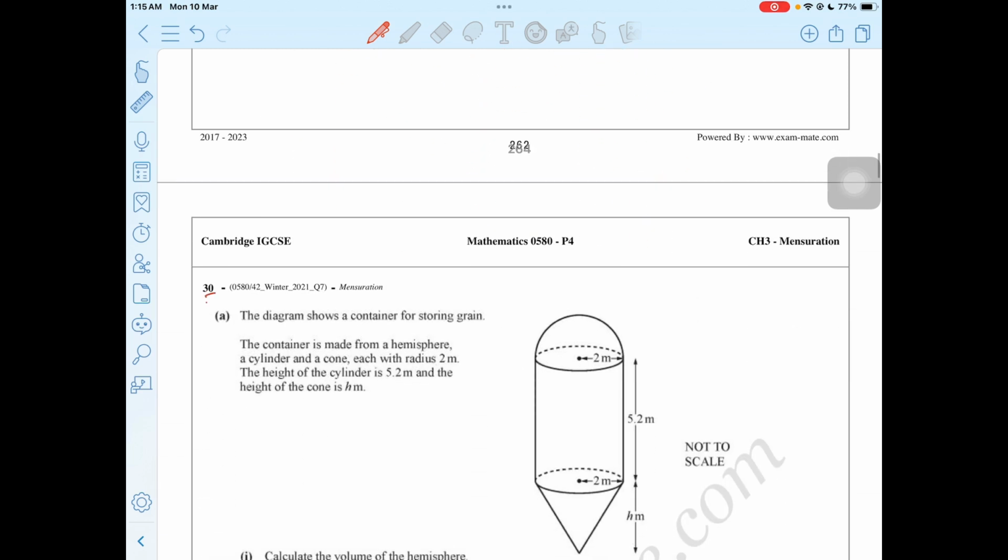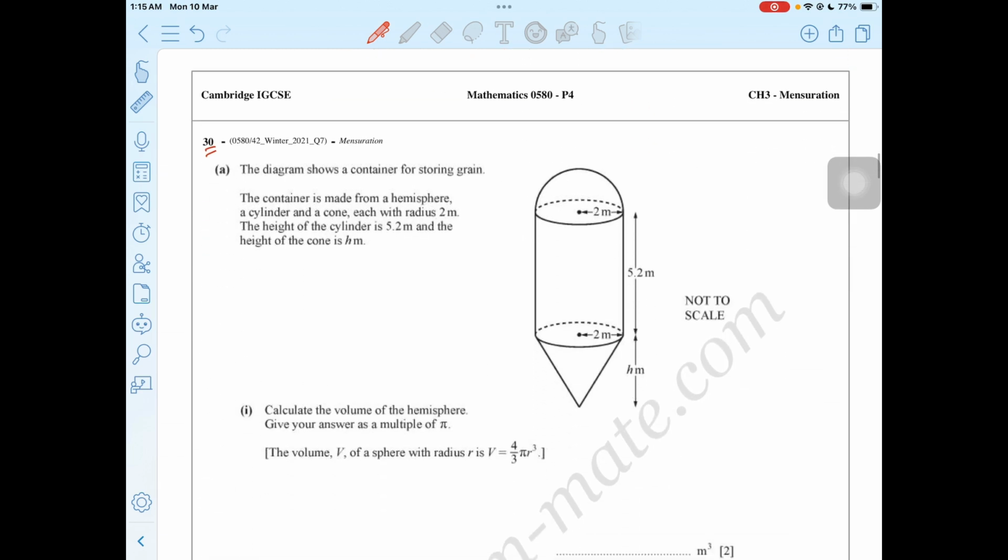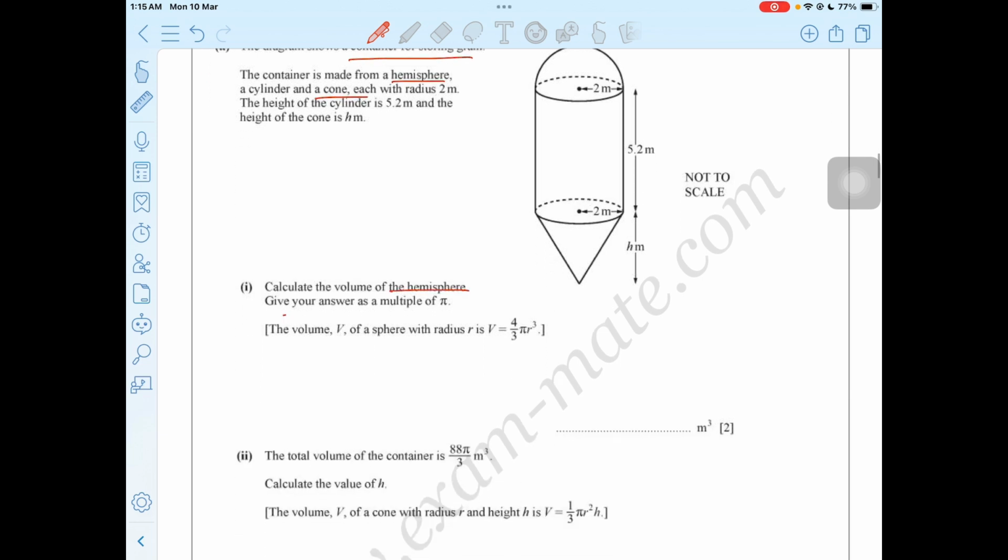Now let's quickly move on to question number 30. The diagram shows a container for storing grain. The container is made up of a hemisphere, a cylinder, a cone, and this. Calculate the volume of the hemisphere. Give your answer as a multiple of pi. We need the volume of the hemisphere, so this would be 4/3 pi r cubed multiplied by 1/2. We have a radius of 2. Let's quickly plug in.